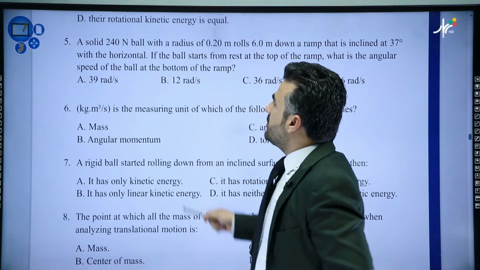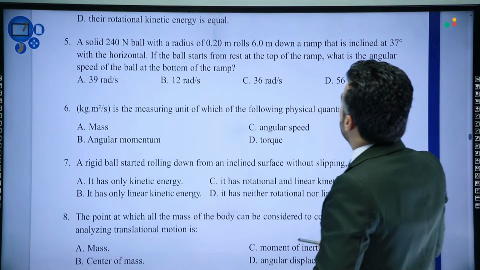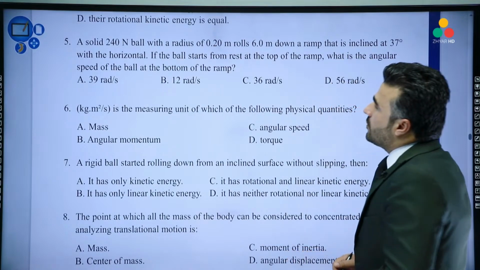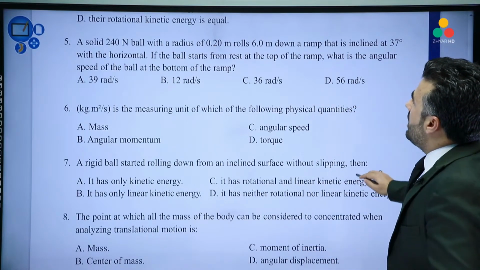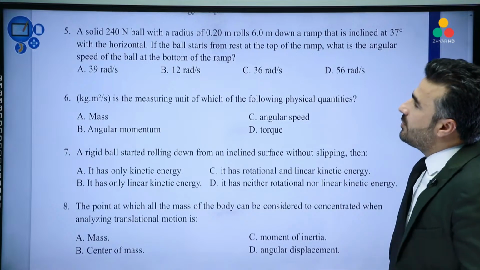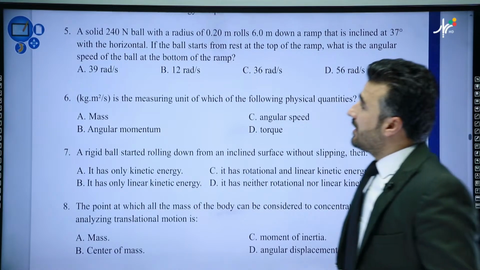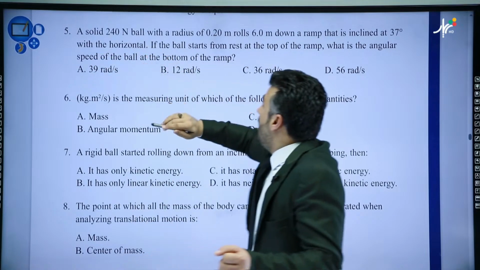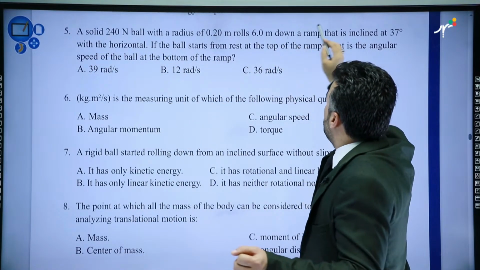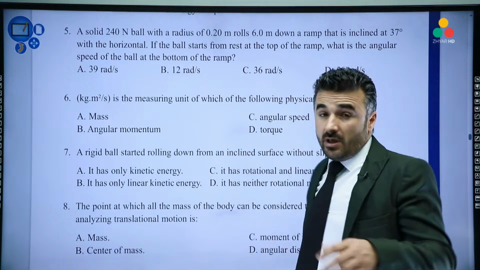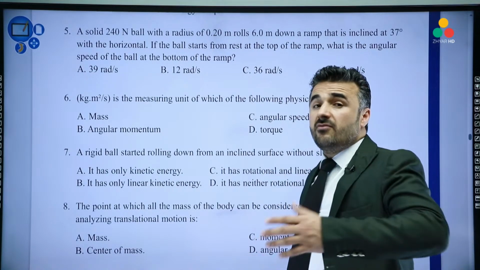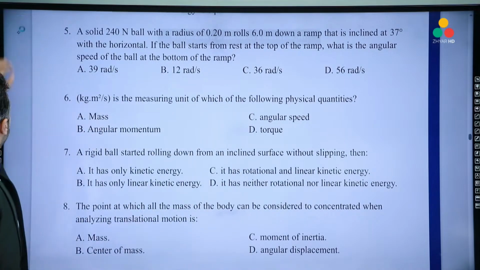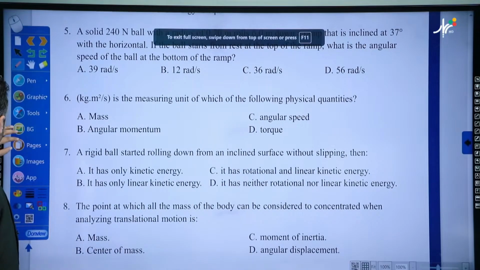And a solid ball with a radius rolls 6 meters down a ramp that is inclined at 37 degrees with the horizontal. If the ball starts from rest at the top of the ramp, what is the angular speed of the ball at the bottom of the ramp? So remember this. We said, first of all, we have a solid ball, and it rolls 6 meters down the ramp. So this is not the height, this is the length of the ramp, or delta x, and we have 37 degrees. Let me solve this one for you real quick.